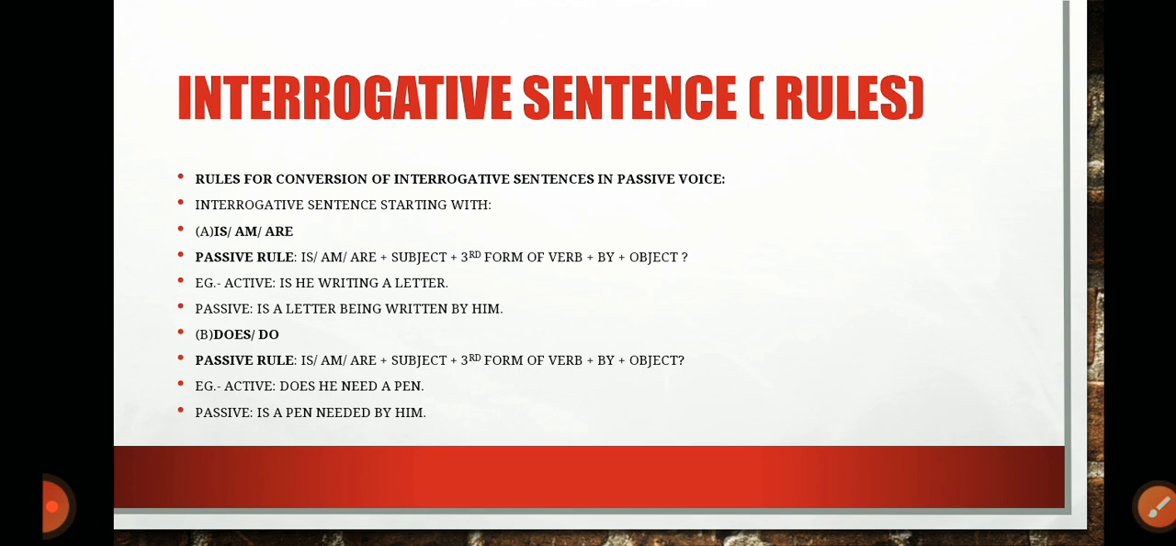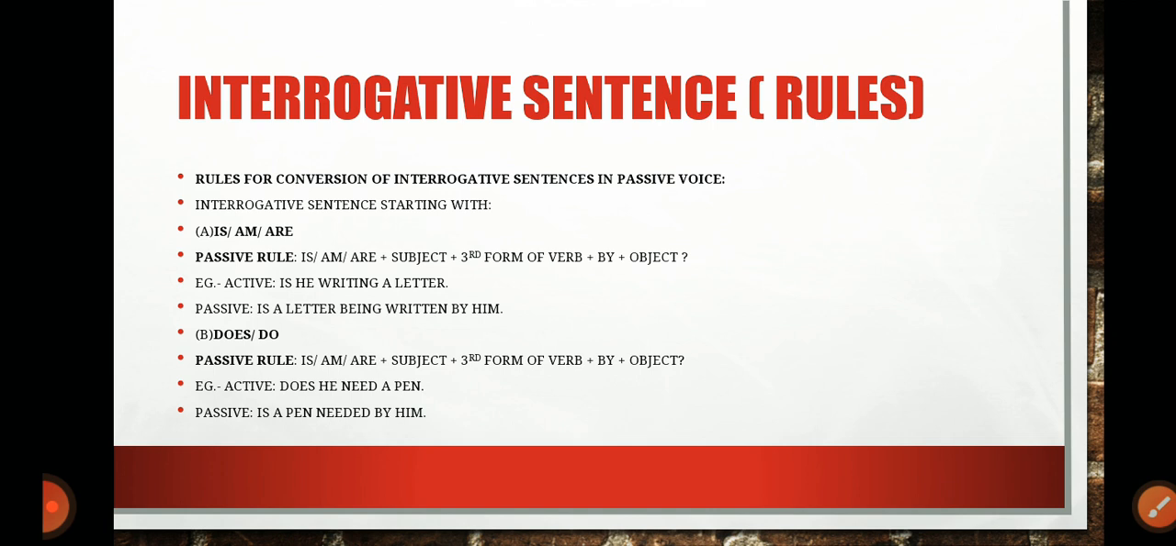Is, am, are. For an interrogative sentence starting with these three auxiliary verbs, what we will do is take the auxiliary verb plus subject plus third form of verb plus by plus object. Let me give you an example. In the active form, is he writing a letter? क्या वो एक खत लिख रहा है? Is he writing a letter? If we convert it into a passive form, then the sentence will be like this: Is a letter being written by him?